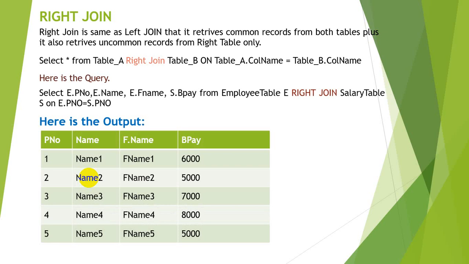We have 5 records in the right table. The right table is our employee table. Salary table, right join salary table. Here the left table is our employee table and the right table is our salary table. So after right join, the salary table is the right table, so it will pick all records from the right table which are common from both as well as uncommon from the right table. There is no uncommon record in the right table, so it has picked only 5 records.